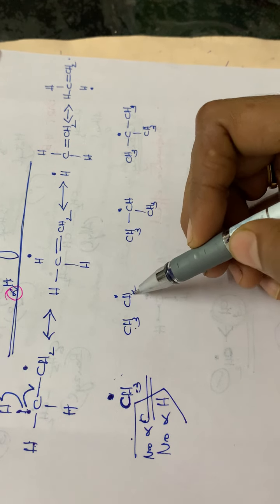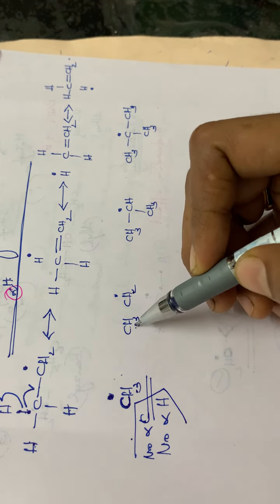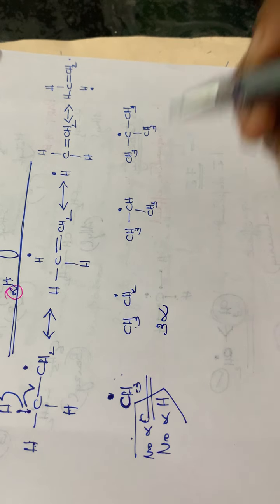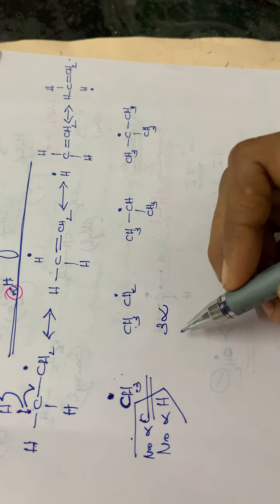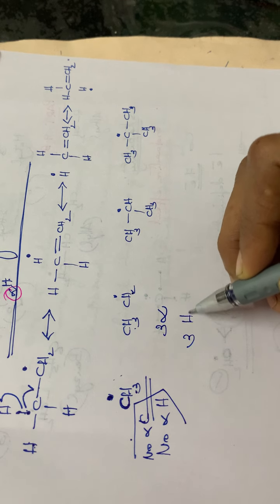Then the next one, the ethyl free radical, will have 3 alpha hydrogens, isn't it? 3 alpha hydrogens means it will have 3 hyperconjugative structures.